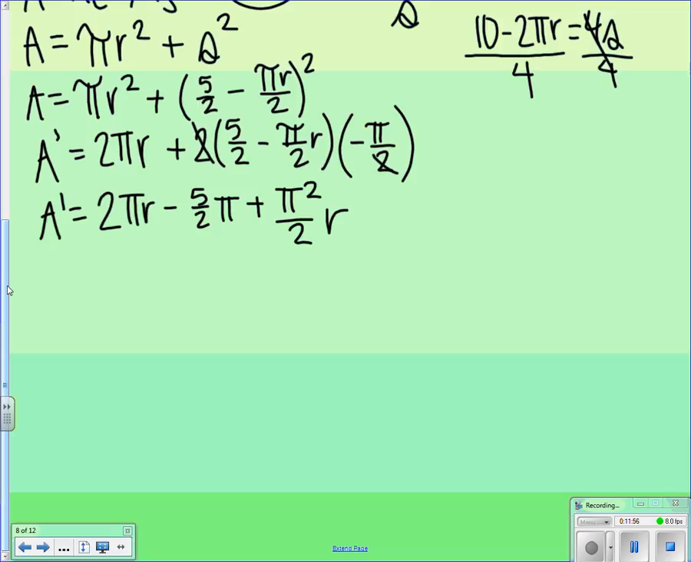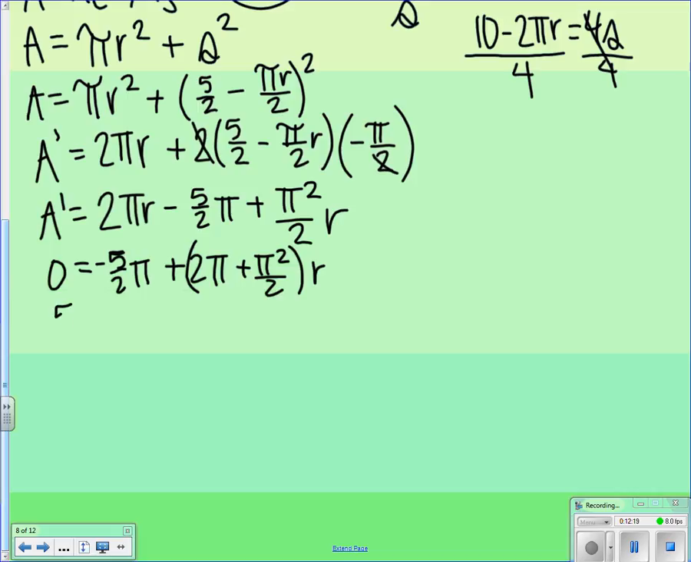So now we need to set that equal to 0. And I'm going to put my negative 5 over 2 in front. Then I'm going to have plus 2 pi plus pi squared over 2. All of that is multiplied by r.